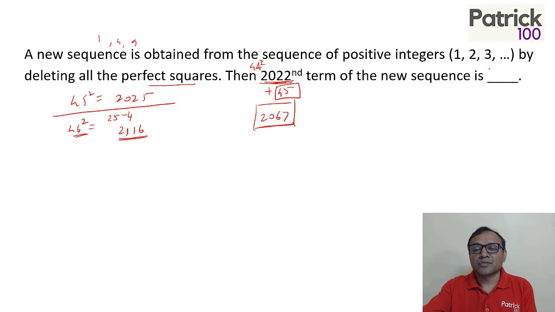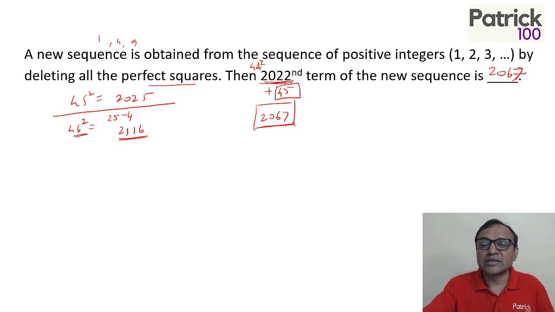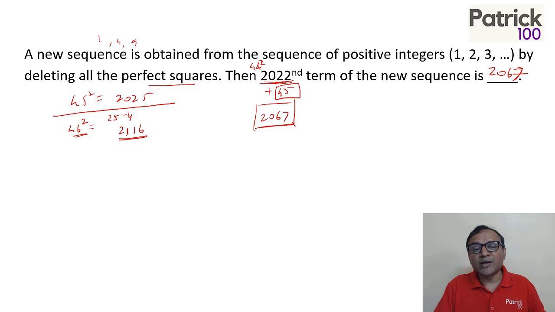That's the answer. If you understand the concept, it's not very difficult to get the answer. You just need to understand it and then try to solve, and you will get it quickly. Here, since you're removing 45 terms in between, automatically the last term will go ahead by 45 terms. So 2022 plus 45 will give you 2067.